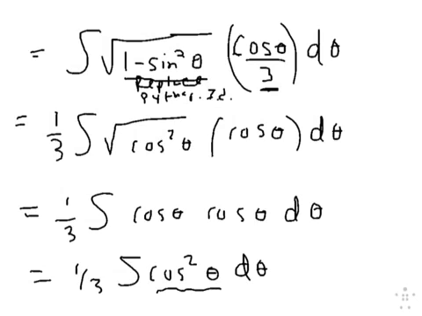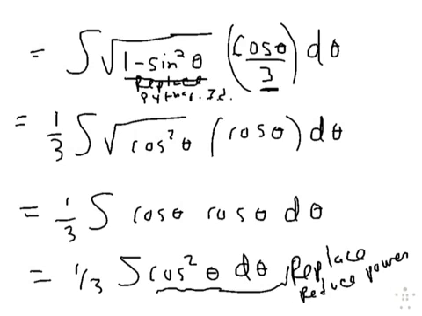Now, big note to self, you want to replace this, but you do not want to replace it with something involving sine squared. You want to reduce power, or reduce the power of cosine. So we'll actually replace cos squared with a half angle identity, namely 1 plus cos 2 theta over 2.